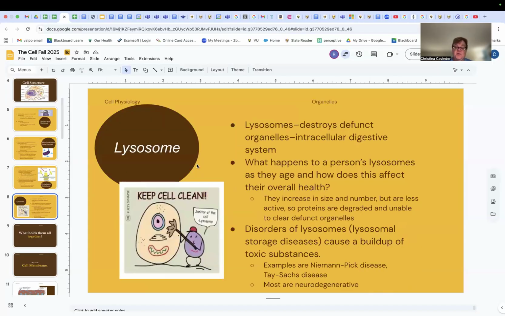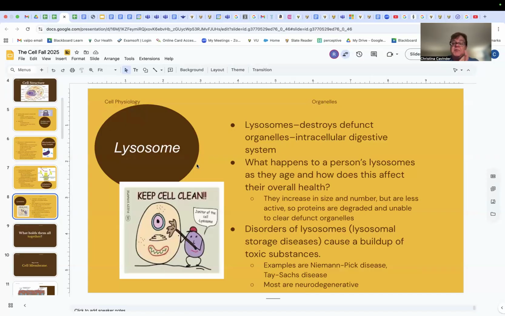The lysosome destroys defunct organelles; it is the intracellular digestive system. So any little pieces of something in there is going to be picked up by the lysosome and then removed from the cell. Lysosomes have a newer outlook. The lysosome wasn't getting its due, but now it gets its due. It actually is tied to quite a few different disorders.